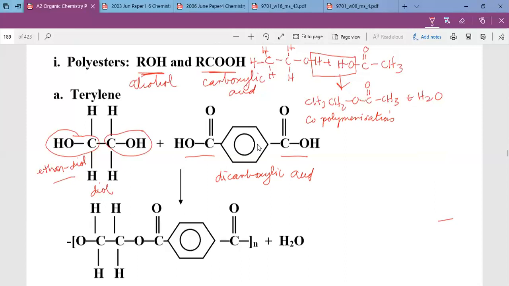So in this case, in exams, theoretically, you can have a dicarboxylic acid, but normally this one is very slow because it's mainly a solid substance here. So it's very slow in the reaction. You can heat it to dissolve. So normally they use a diacyl chloride.